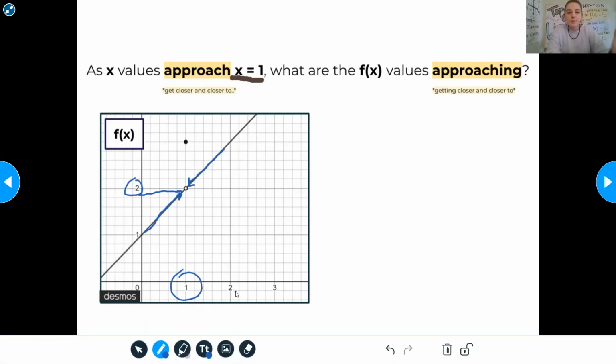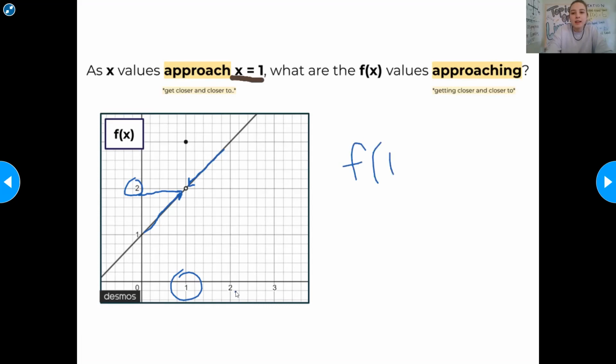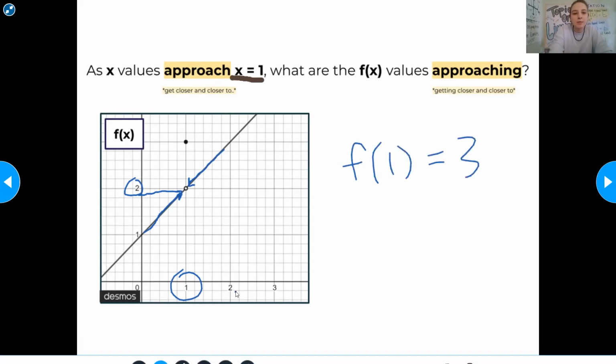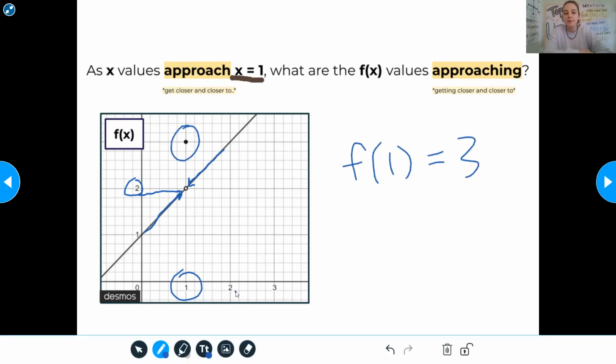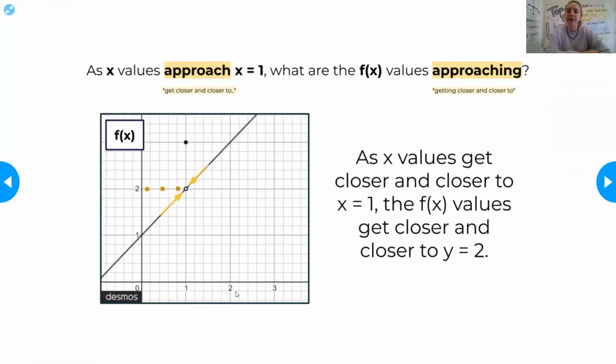Now you may say, wait a minute, f of 1 is actually equal to 3 because we have this point up here at 3. And that's true, but it's important to remember that the limit is not about what the actual value at that point is. It's about what you are approaching as you're getting closer to that point. So as we get closer to 1, what y value are we approaching? 2. So as x values get closer and closer to x equals 1, the f of x values get closer and closer to y equals 2.